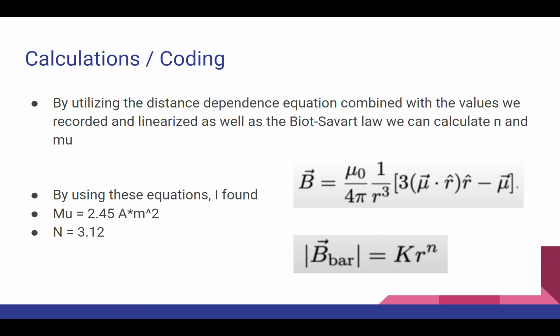After we've done all our experiments and calculated the B field from different positions with respect to distance, we can utilize the distance dependence equation combined with the values we recorded and linearized, and the Biot-Savart law, to calculate n and mu. By using these equations on the right, through my calculations, I found that mu is equal to 2.45 A times m squared, and I also found that n was equal to about 3.12. K, mu, and n, all these things fit into the equations on the right.